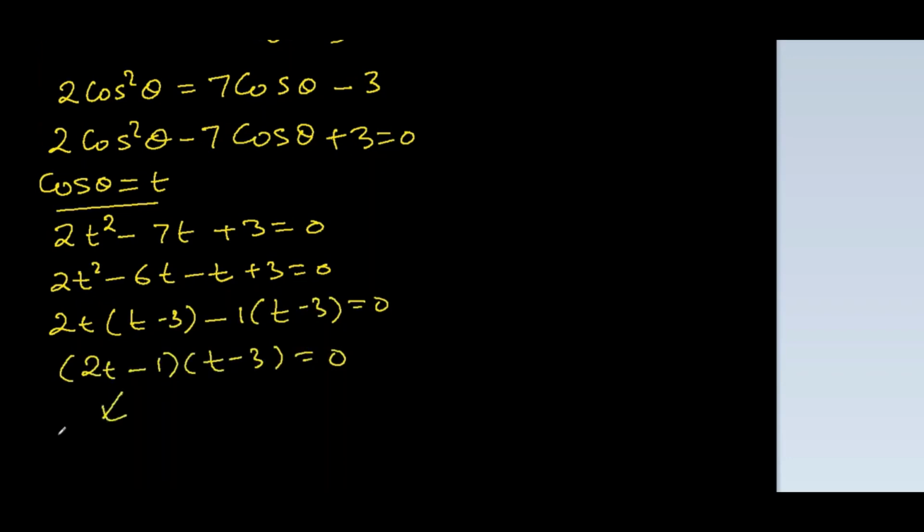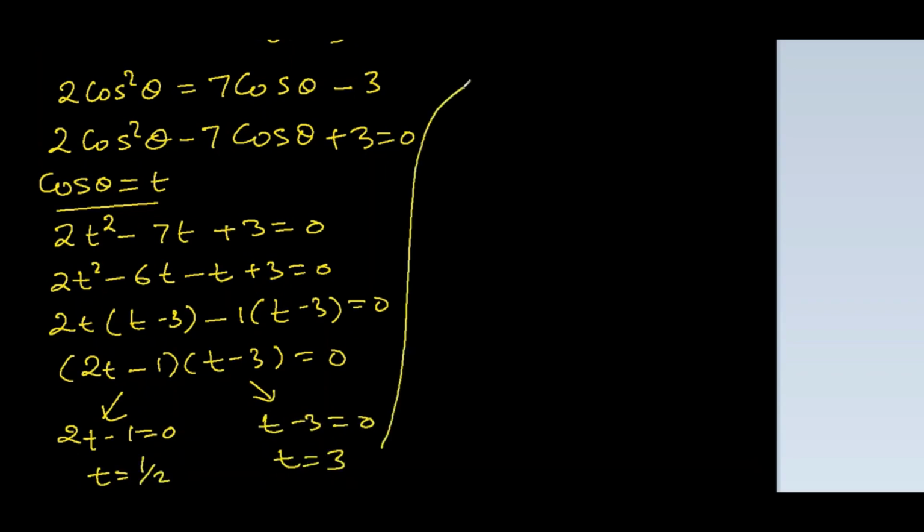So it gives me two solutions. 2t minus 1 is 0, and from here t minus 3 equal to 0. So this ends up with t equal to half and t equal to 3. And if you see, we had assumed that t is cos theta. So let's go back to cos theta. Either cos theta is equal to half or cos theta is equal to 3.